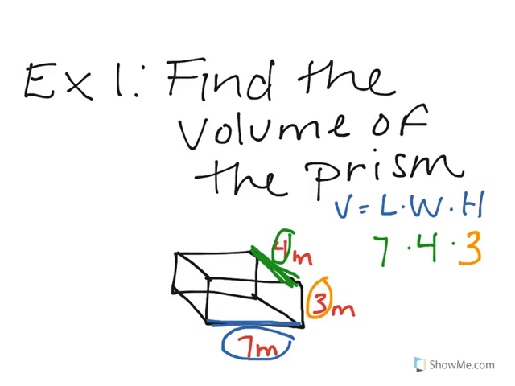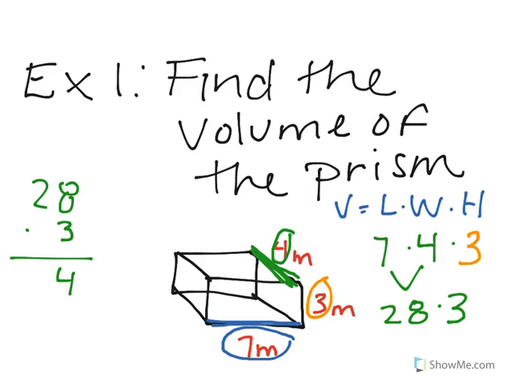So then all I'm going to have to do is multiply. 7 times 4 is 28. Oh, I'm sorry, I wrote 24. 7 times 4 is 28. And then 28 times 3, I don't know that off the top of my head, so I'm going to work it out. 8 times 3 is 24. Carry the 2. 3 times 2 is 6, plus 2 is 8. So 28 times 3 is 84.